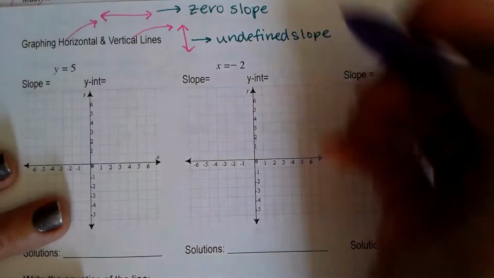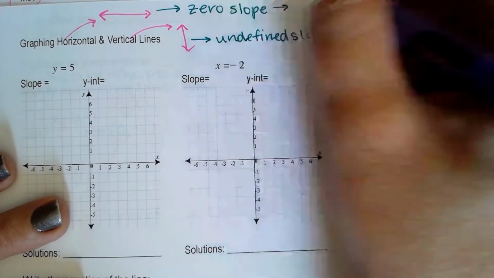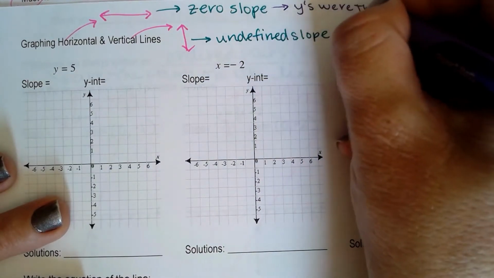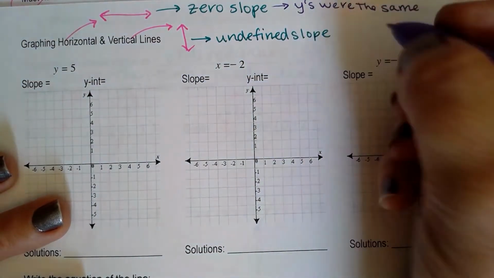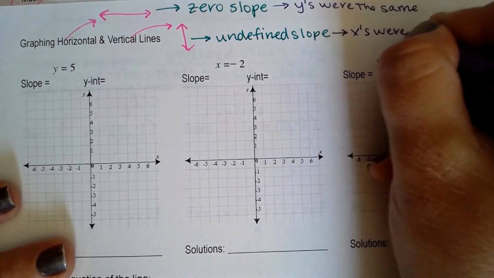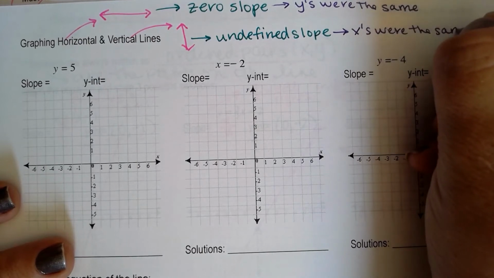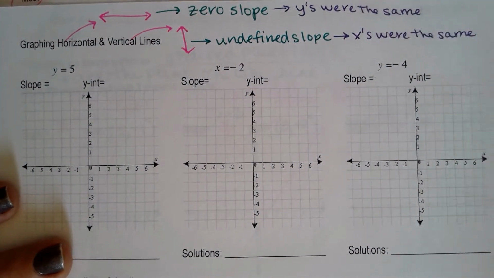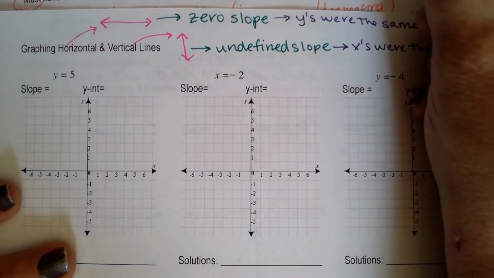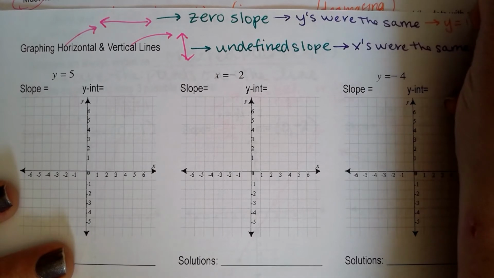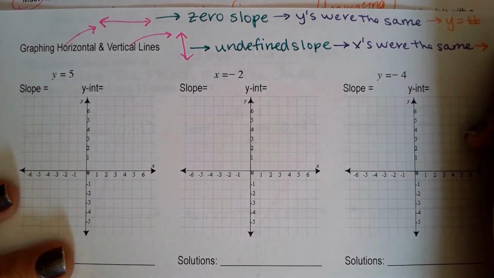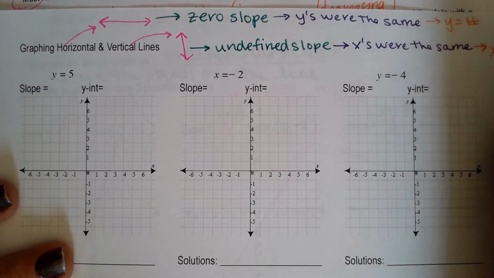And we know that when it was a 0 slope, that was when the y's were the same. And when it was an undefined slope, that was when the x's were the same. We learned that when we were learning about slope. So what that means is that anytime it's a horizontal slope, that's going to be y equals a number. And anytime it's a vertical line, that's going to be x equals a number.